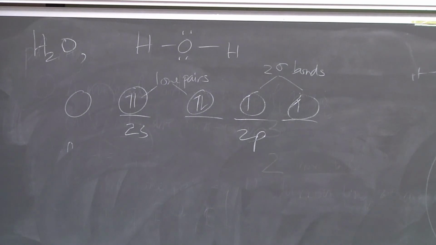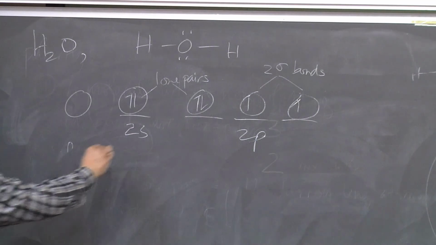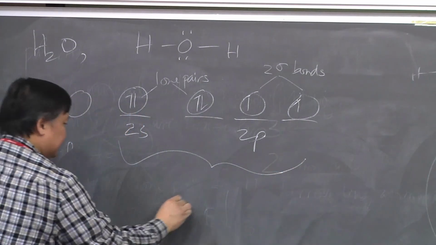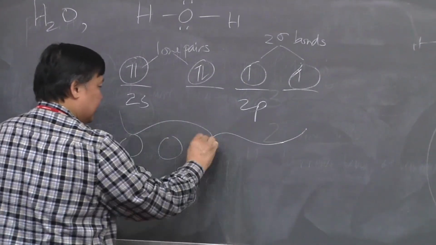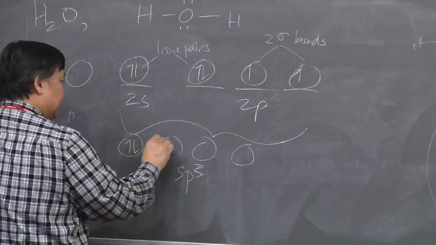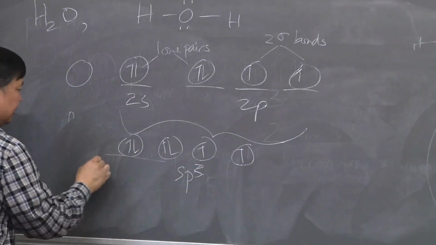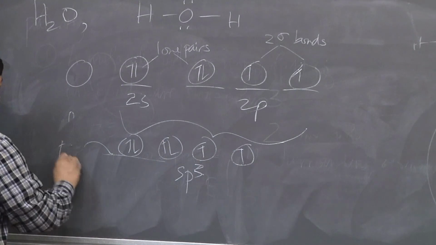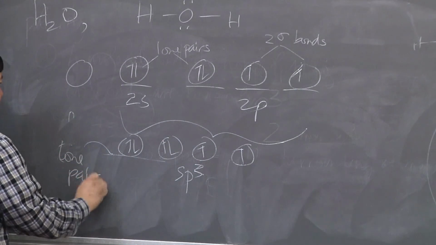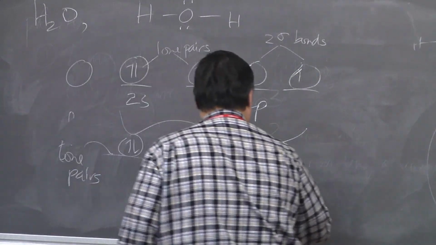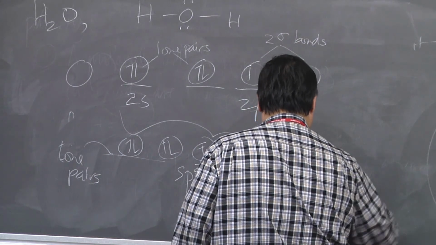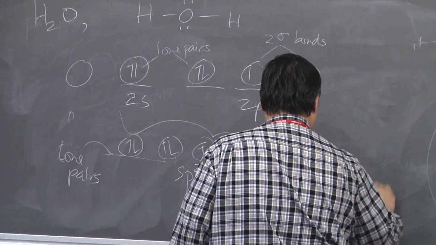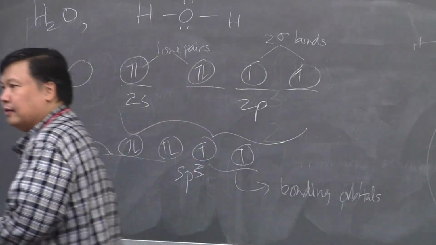And how many did I include for the hybridization? I needed one for the lone pair and for the sigmas. So that means I'm going to use all of them. So it's going to be okay.